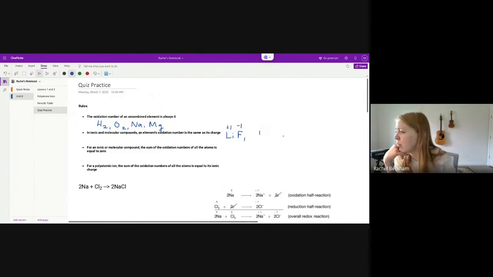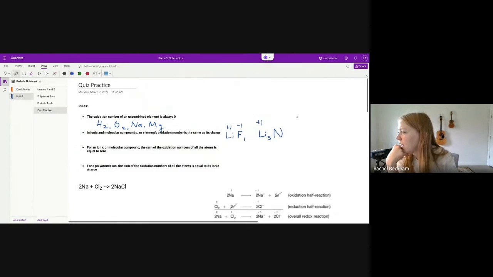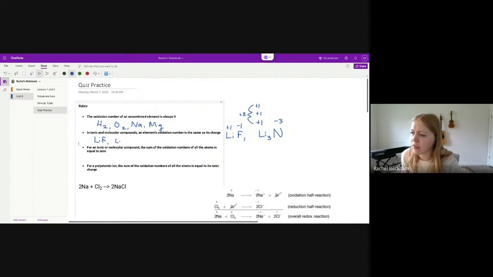Let me do one more example. Li3N, okay? So we find Li and N. Li is +1 and N is -3. So the oxidation would be +1 and -3, except if you notice, we have 3 lithiums now, 3 of them. So really, it's kind of like this. There's 3 sets of them, right? And so they total up. The total there is +3, right? So that's a couple examples here, LiF and Li3N. It can be anything.